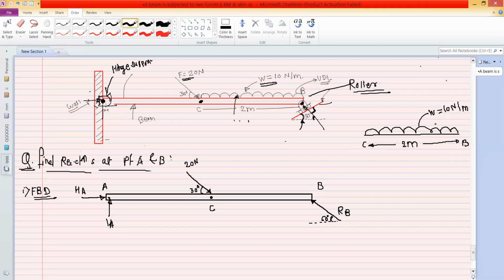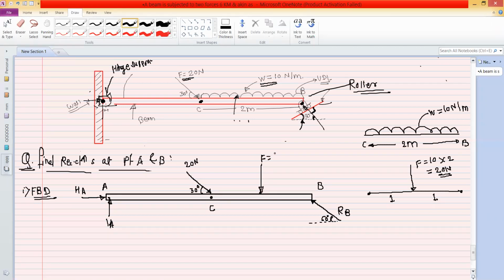For conversion of the UDL into a point load, multiply the intensity by the span. So intensity W is 10 into span 2 meters, so the point load because of the UDL is equal to 20 Newton. This point load acts exactly at the center of the total span BC, so it will be 1 meter from point C and 1 meter from point B. On this beam AB, we can show the point load because of the UDL at this point.